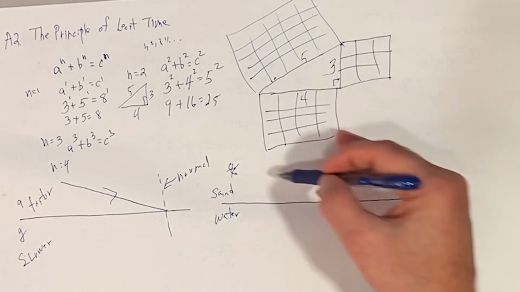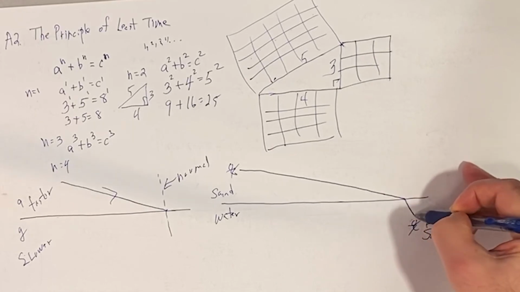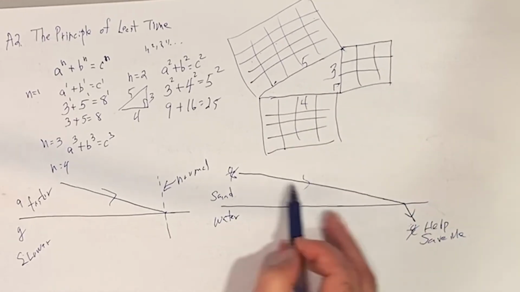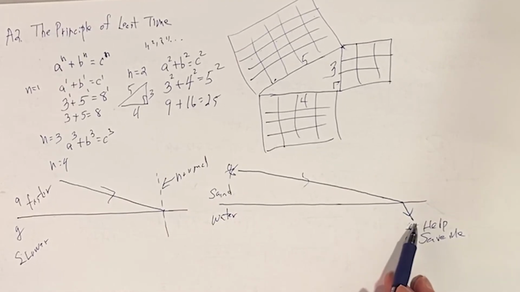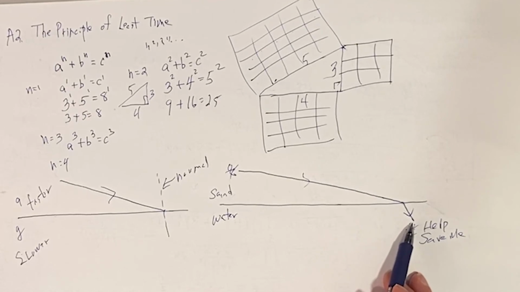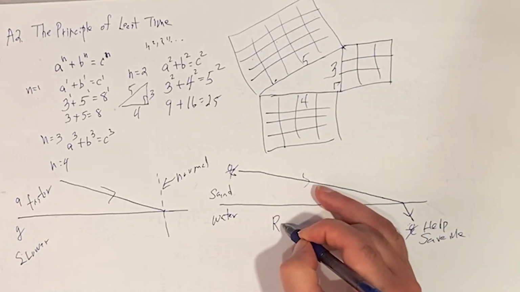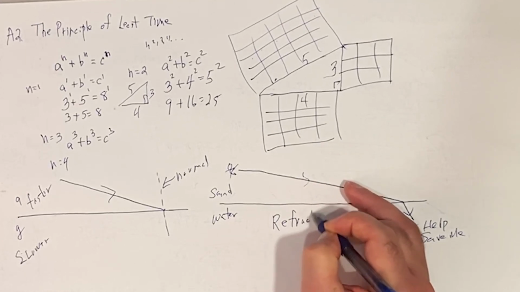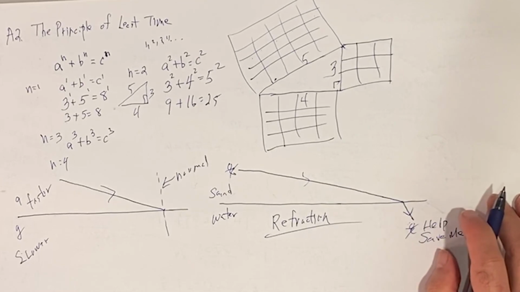So what you do is actually you run more and then you bend and turn. In other words, you run more on the sand and then you turn and swim a shorter distance, all right? And that's going to be the shorter amount of time. And that's called the law of refraction, which we can derive. And we'll do that in another class, the law of refraction.